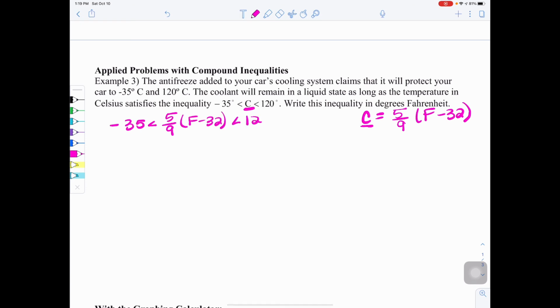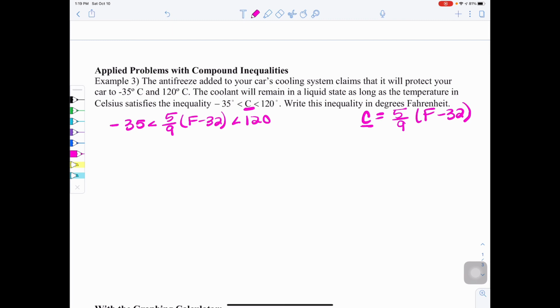We want to write this inequality in degrees Fahrenheit. So first, let me give you the formula for changing this. We're going to have C equals 5/9 times the Fahrenheit temperature minus 32. So our inequality used to have a C in the middle, but now I'm telling you C is equal to this formula. So we're going to replace the C with 5/9 times the quantity F minus 32. So we're going to have negative 35 is less than 5/9 times F minus 32, which is less than 120.